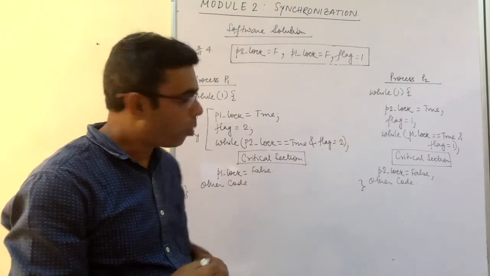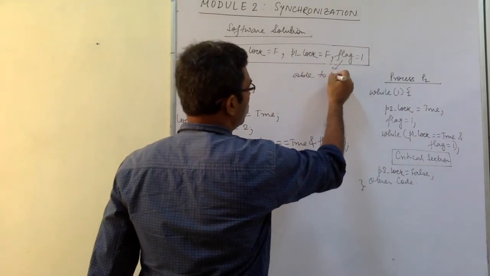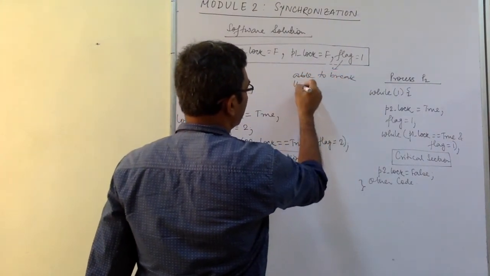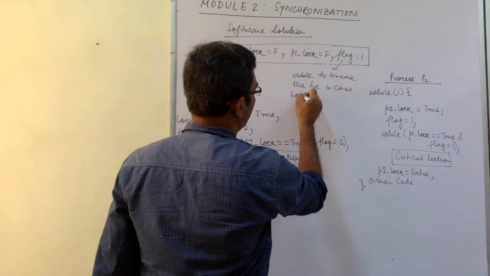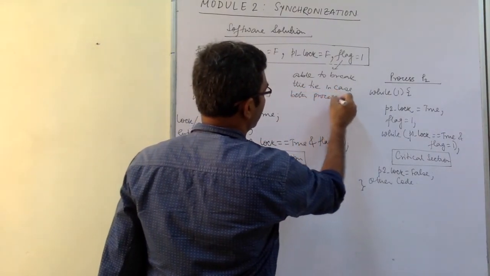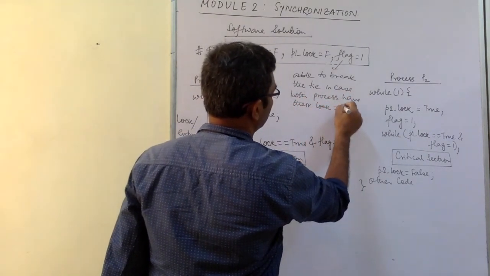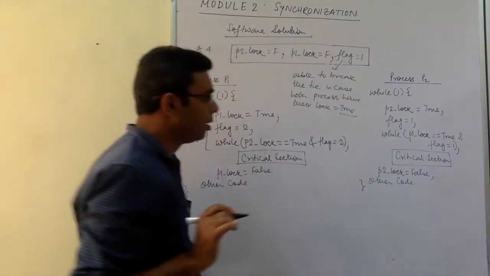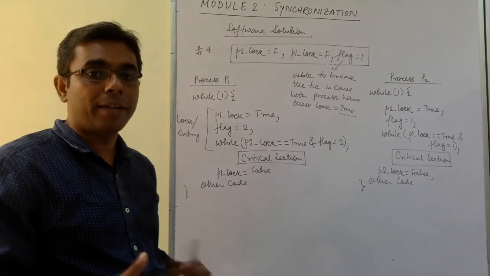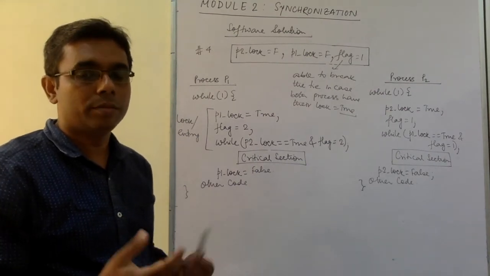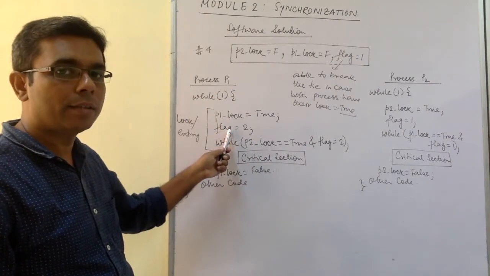flag. So what this flag is doing is, it is able to break the tie in case both processes have their lock true. So this is the basic idea. And the one that is going to update that lock or update that flag will be losing the turn.